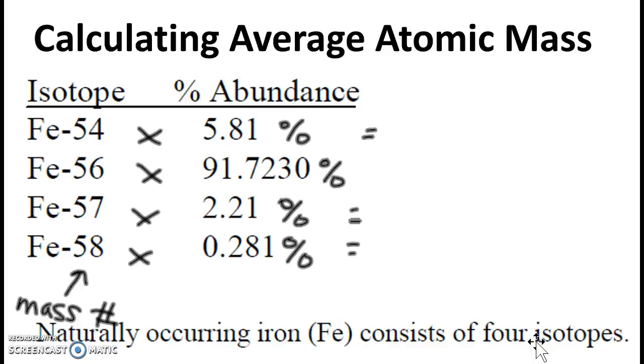I want you to pause the video, try this example, and then I'll go through it with you. So in this example, we'll multiply the mass numbers that you're given. This is iron. There's 4 different isotopes of iron, and their percent abundances are listed here. So we're going to multiply mass number by the percent abundance.